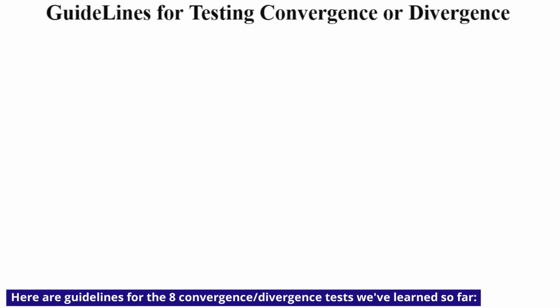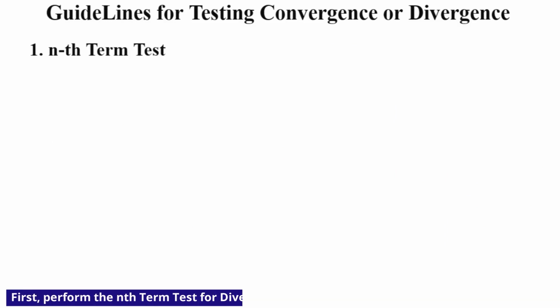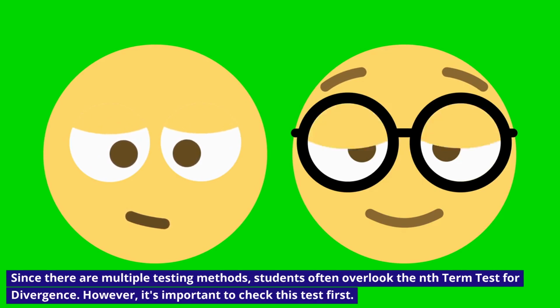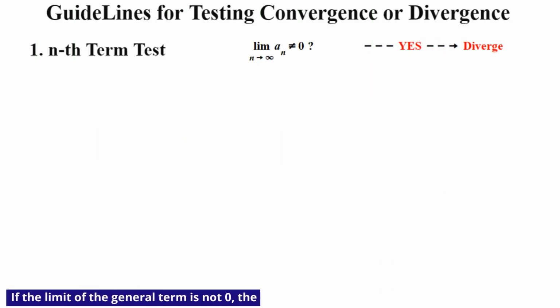Here are guidelines for the 8 convergence-divergence tests we've learned so far. First, perform the nth term test for divergence. Since there are multiple testing methods, students often overlook the nth term test for divergence. However, it's important to check this test first. If the limit of the general term is not 0, the series diverges.